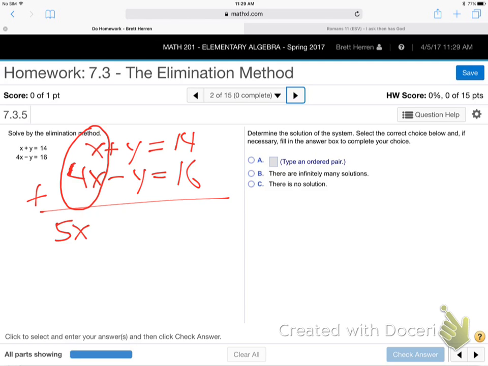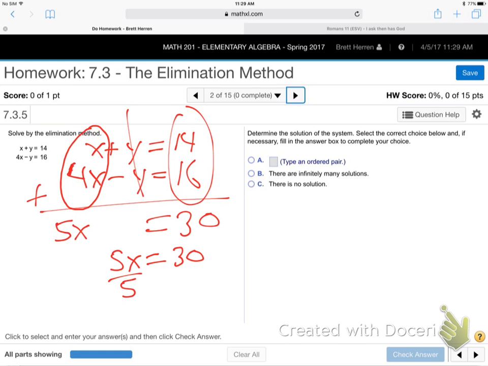All right, and how about plus y and minus y? What's that going to do? Just going to drop out, cancel, right? 14 and 16. 30. We good there? All right, what do we do? Now we have just x, which is nice. What do we do? Divide by the 5. So x is 6. So we got half the answer.